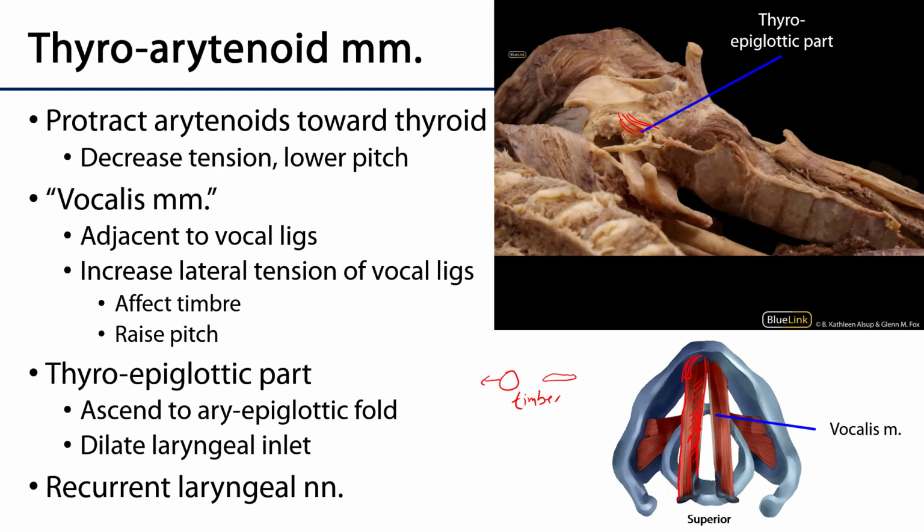But in this case, the thyroepiglottic part actually helps to pull the quadrangular membrane and mucosa away to help dilate the inlet, whereas the aryepiglottic part of the oblique arytenoid is more of a sphincter of that outlet. So they're working in concert with one another, but they're doing the opposite things. The thyroarytenoid muscles and all of their parts are innervated by the recurrent laryngeal nerves.